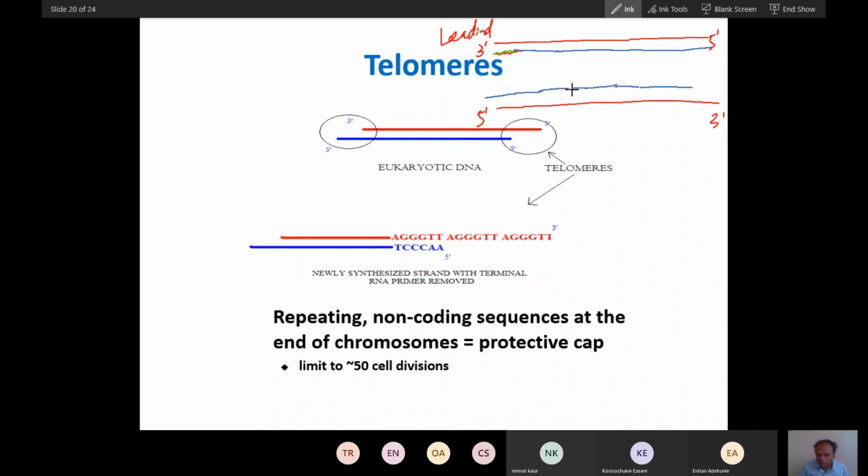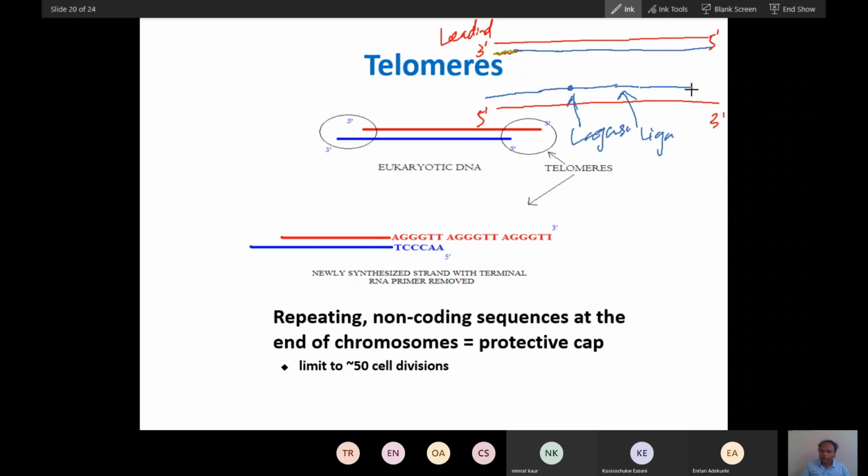So there is no joining. This joining is done by ligase. Ligase will do this joining. You know this. So this is how the whole DNA will be synthesized.